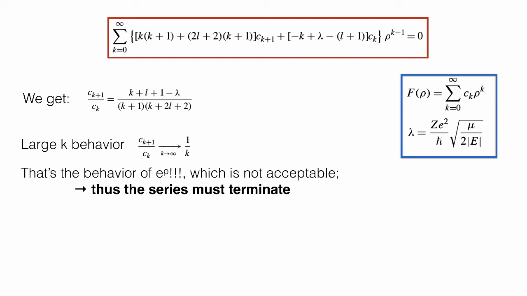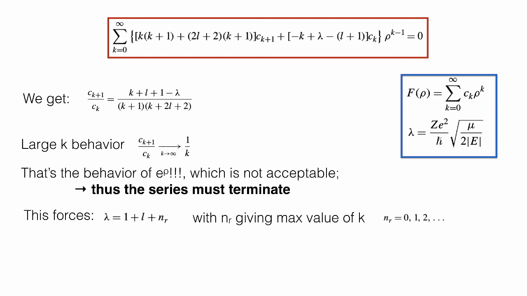So it has to terminate, so there must be a value which we are going to call k equal n_r, where this fraction up there is equal to 0. In other words, the numerator will be equal to 0, which means we have n_r plus l plus 1 minus lambda equal to 0, which of course gives us lambda equal 1 plus l plus n_r. n_r is some number, the largest power in the polynomial f, okay? So it's some number, 0, 1, 2, 3, and so on. n_r is obviously an integer, l is an integer.